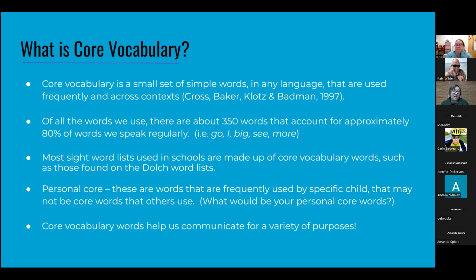This also benefits children if they're reading the words on, say, core communication boards, picture exchange, as well as some high-tech devices. This helps their reading, because these are also a lot of words that are found on the Dolch word list. Now, there are also words that are involved in the personal core that can be used by specific children. They might not be core words for others. I have a child for whom Tyrannosaurus Rex is definitely one of their personal core words, because it's something they use and talk about every single day.